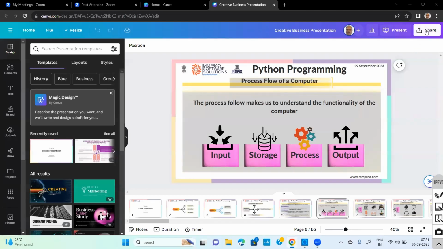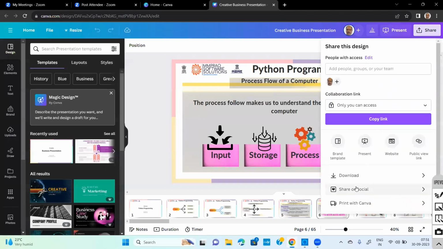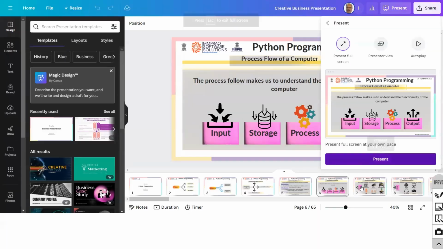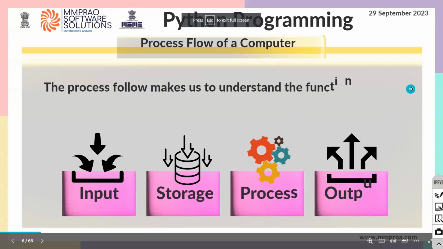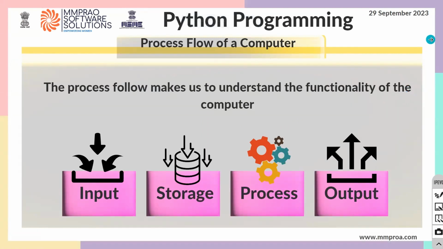We try to understand how the computer is going to function and what are the steps involved in the functionality of the computer. So from this diagram, we understand the process in the computer will happen in 4 steps or 4 parts integrated together. One is called input, the other one is called storage, the other one is called process, and the other one is called output.